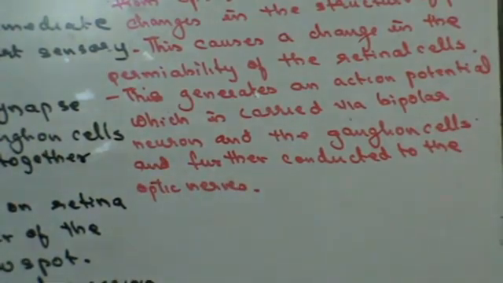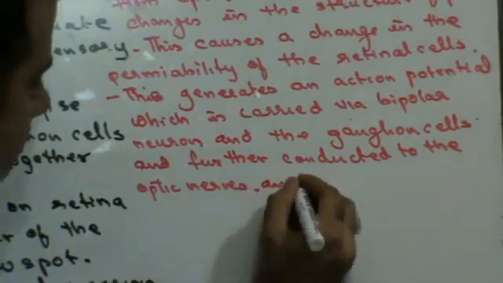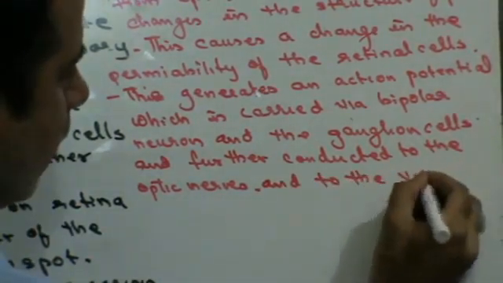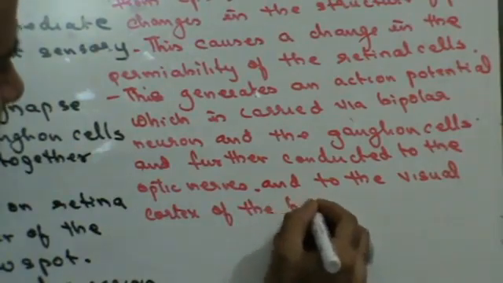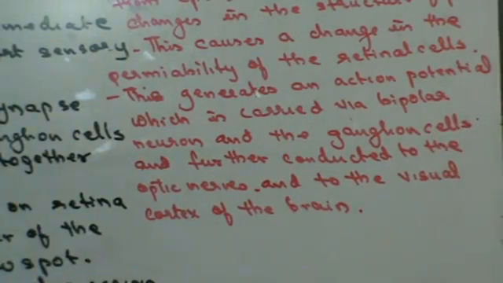So as soon as you have light falling on the retina, you would have retinol separating from the opsin. As a result, the structure of opsin will change. That will bring about a change in the permeability, which would generate a small potential, which would be carried by the bipolar neuron and the ganglion cells into the optic nerve, right? Which would be carried to the optic nerve and then to the visual cortex of the brain. That's how the message would be transmitted.